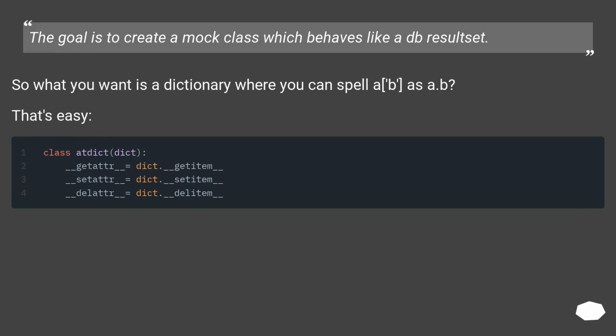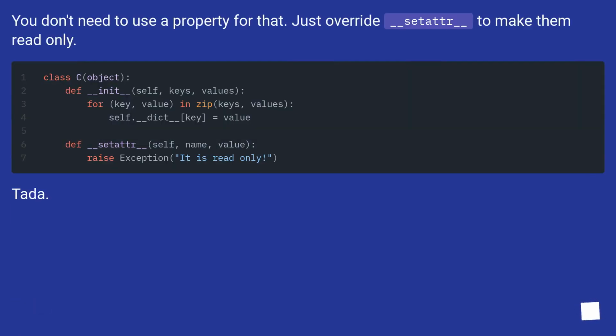The goal is to create a mock class which behaves like a DB result set. So what you want is a dictionary where you can spell a[b] as a.b. That's easy. You don't need to use a property for that. Just override __setattr__ to make them read only. Ta-da!